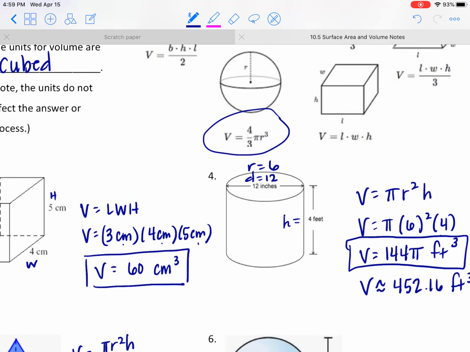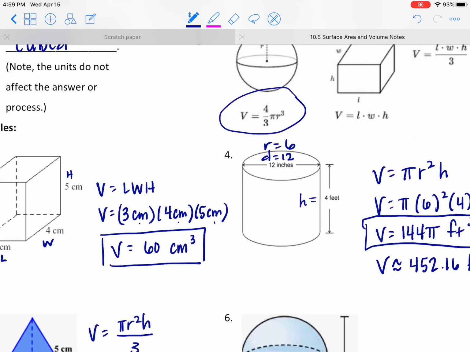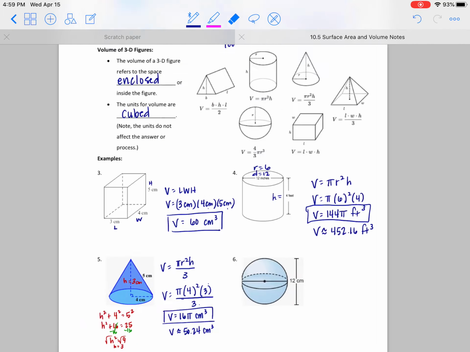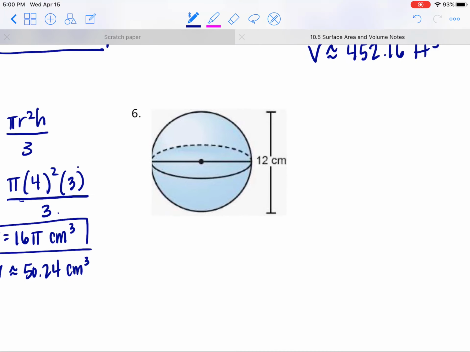Okay, last one is a sphere. Feel free to give it a shot if you want to pause the video. Volume for a sphere is 4/3 times pi times radius cubed. Sorry, bouncing all over the place here. So 4/3 times pi and radius cubed.